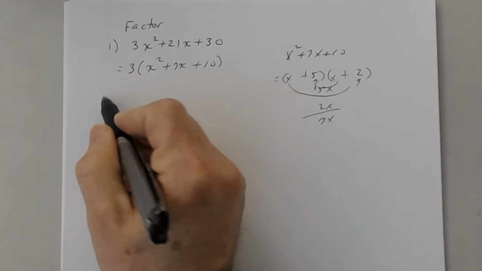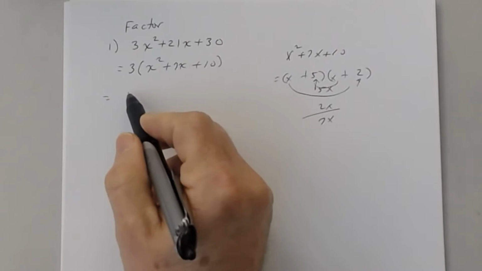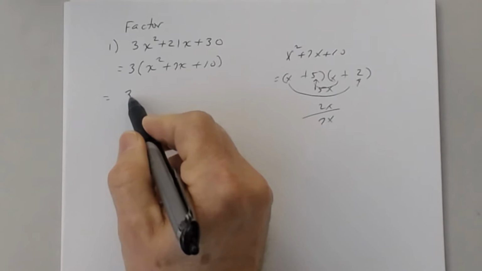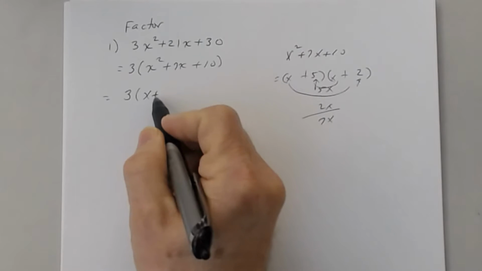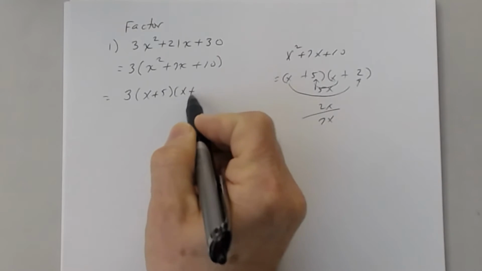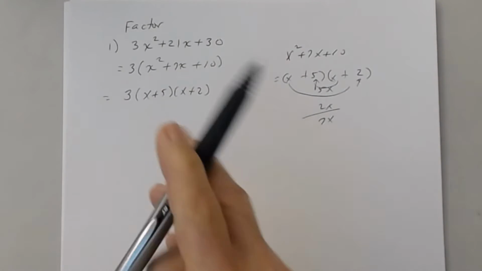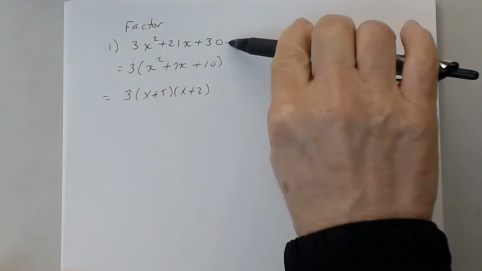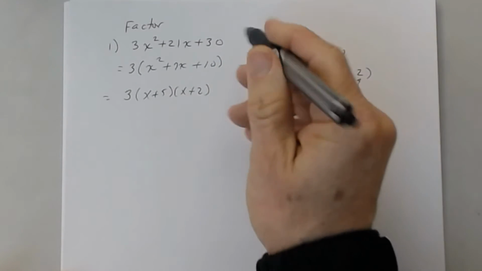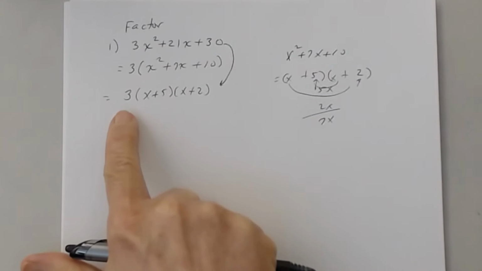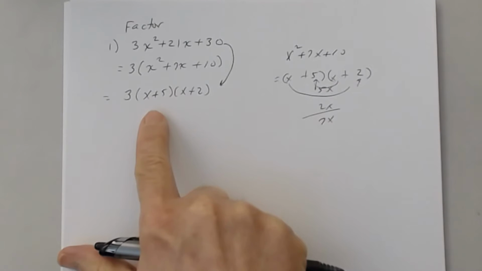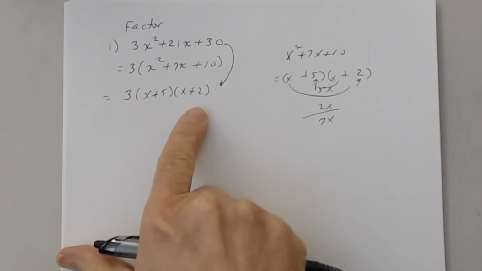All right, so then the answer becomes, what do I write? 3. Don't forget to bring down the GCF, times these 2 binomials. x plus 5 times x plus 2. And remember, if you look at this, I factored this trinomial into a product of 3 factors. What are the 3 factors? 3 is the first one. What's the other one? x plus 5, and the other one is x plus 2.